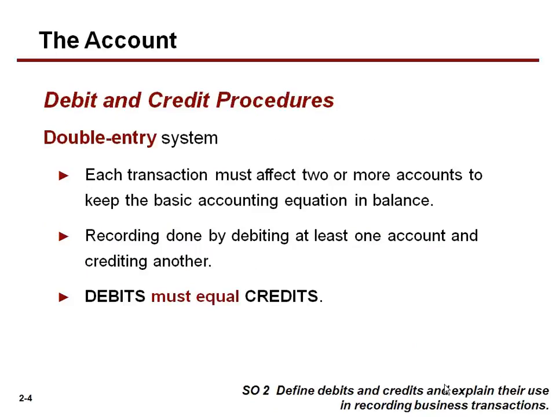Accounting uses a double entry accounting system such that every transaction that's recorded has a dual effect on the equation. At least two accounts are affected, sometimes more, but at least two. And the dollars declared in accounts in terms of debits and the dollars declared in terms of credit dollars must equal each other to maintain the equality of the various components of the equation.